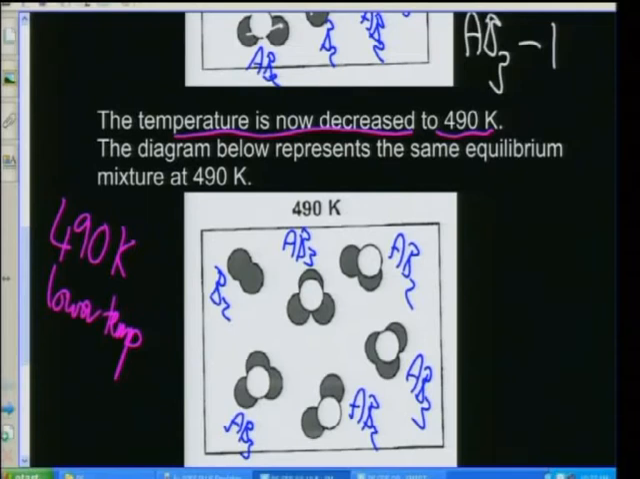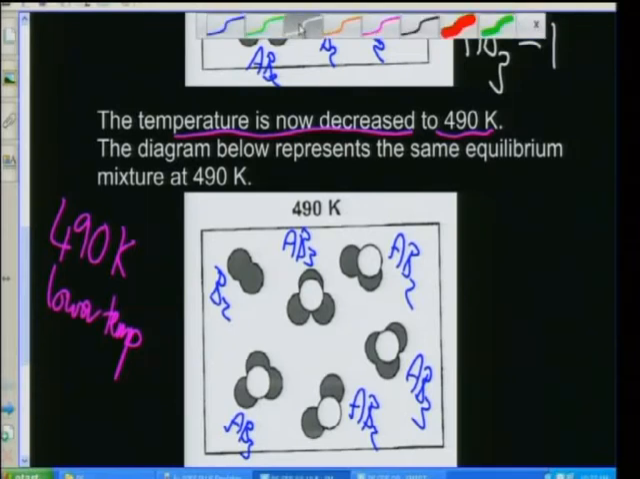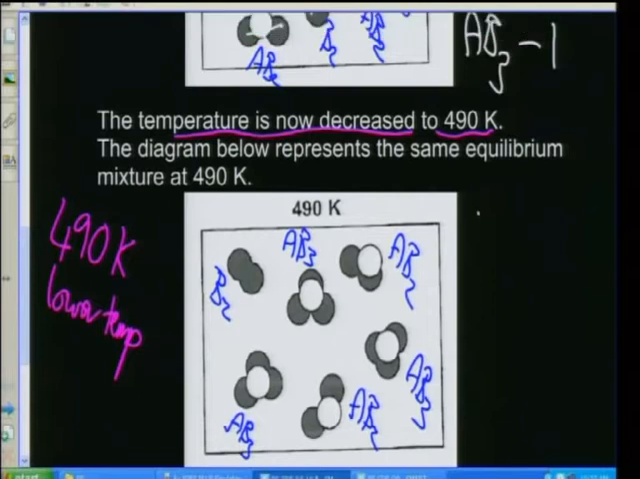Let's write it down and compare. So at a lower temperature, we've got B2. We only had one of them.